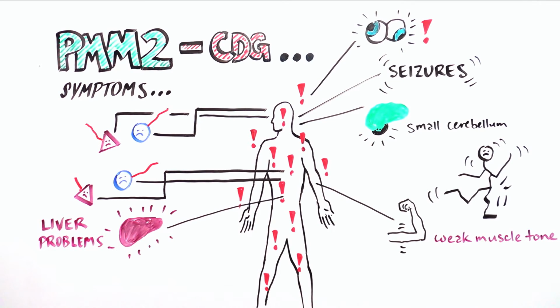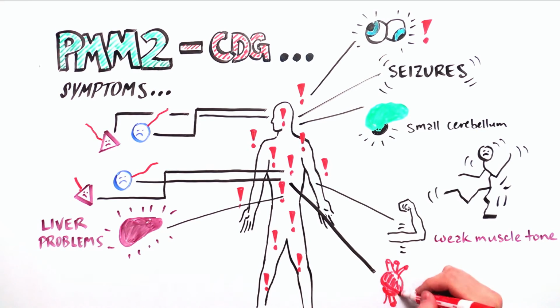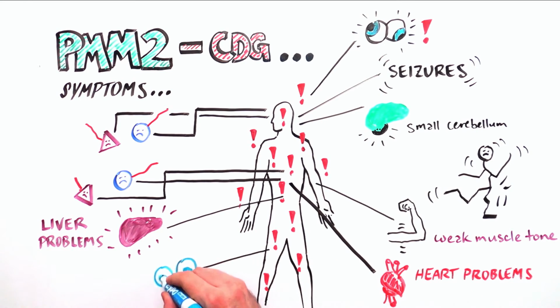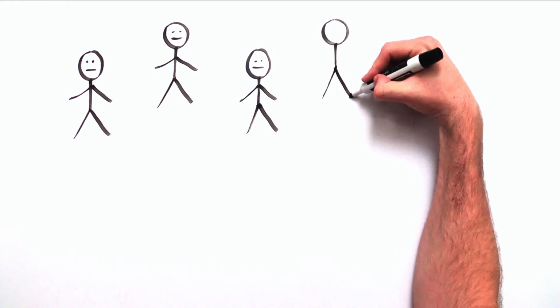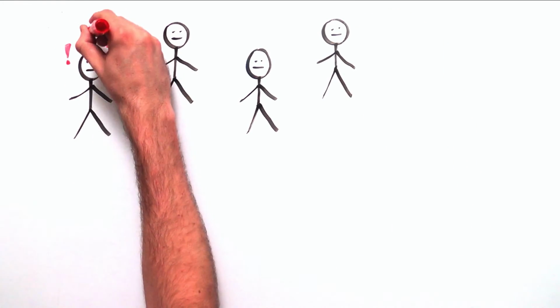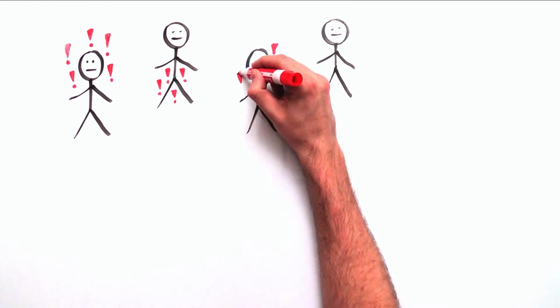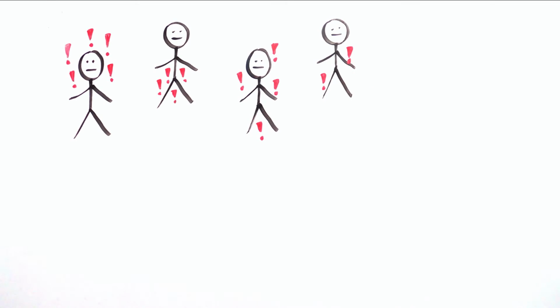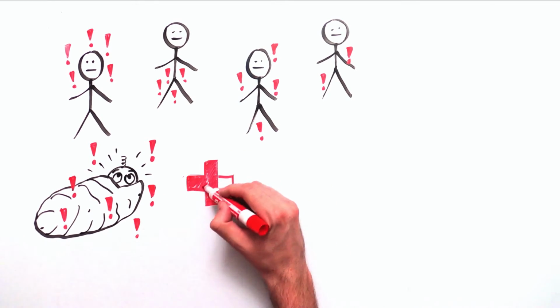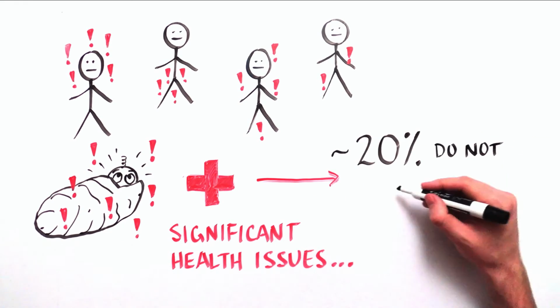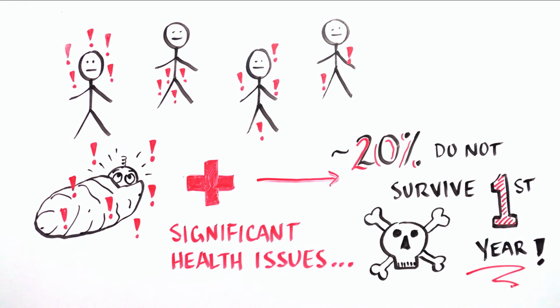Other symptoms can include vomiting, failure to grow, liver, heart, kidney problems, hormone imbalance, immune deficiency, scoliosis, and blood clotting issues. PMM2 CDG is a spectrum disorder, and symptoms differ in severity between individuals. Some patients may have mild developmental delay, while others have significant medical problems, typically starting in the first few months of life. About 20% of these infants don't survive the first year of life.